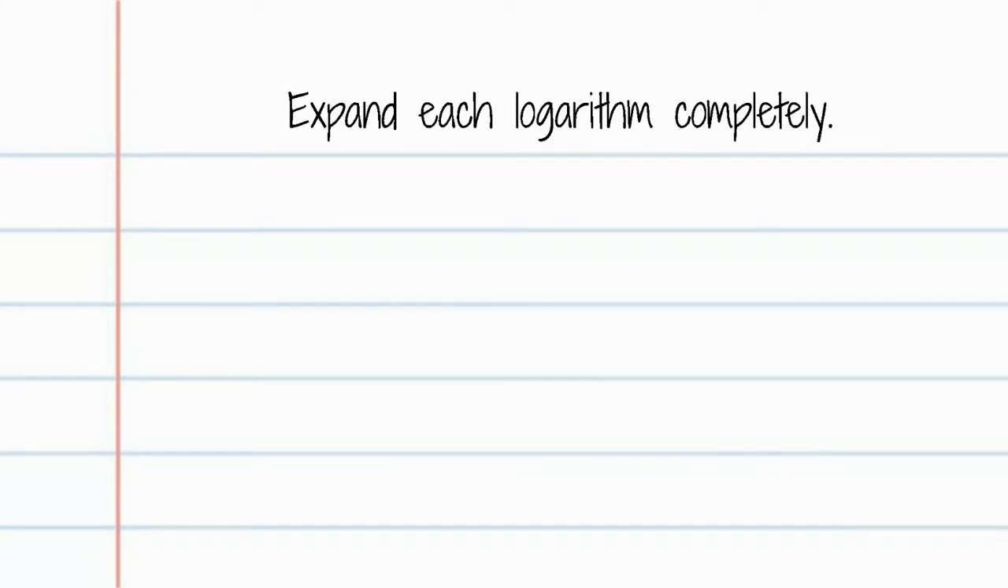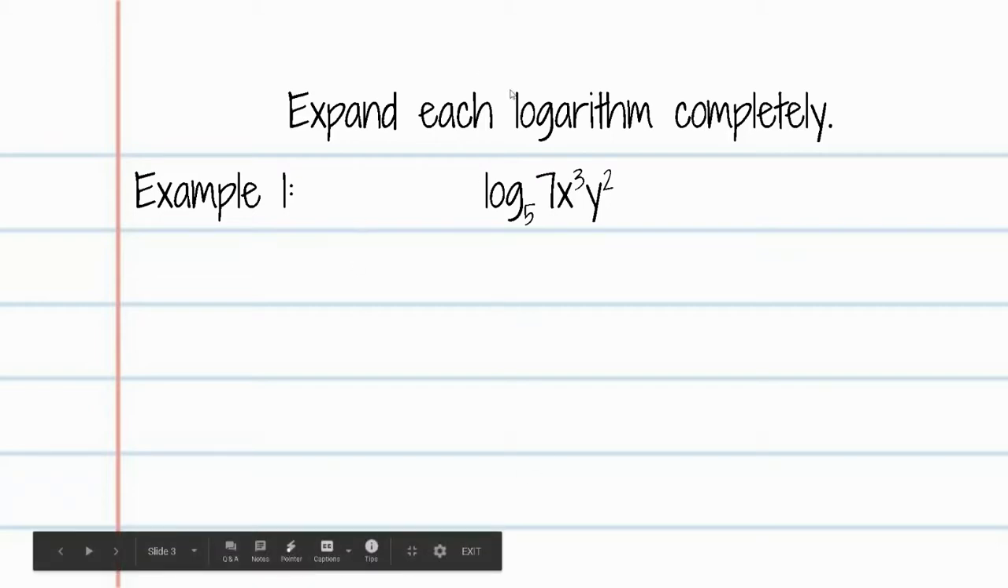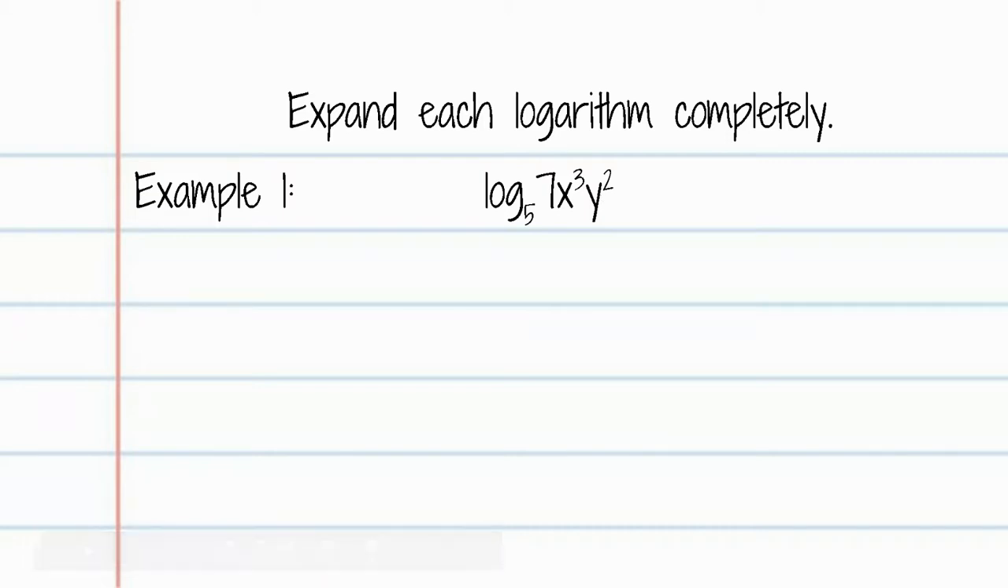So here's our first example. It's going to say expand each logarithm completely. What we're going to do is look and see, well, there's a 7, an x cubed, and a y squared. And they are all being multiplied because we can't see anything in between them. That means multiplication. Since they're being multiplied, that means we're going to give them each their own separate log base 5 and add in between all of them.